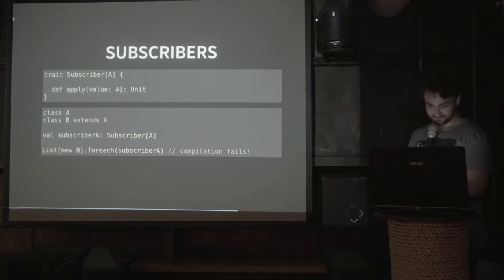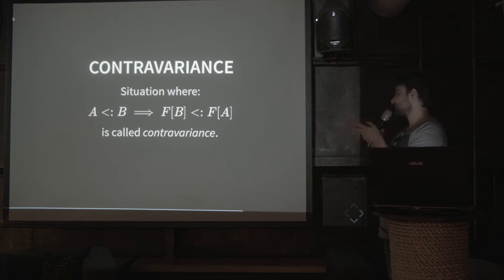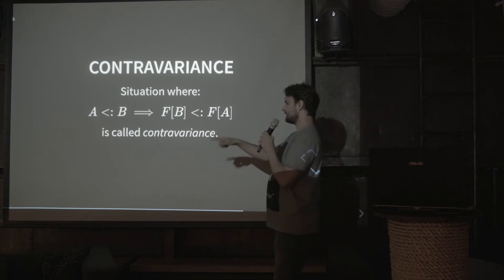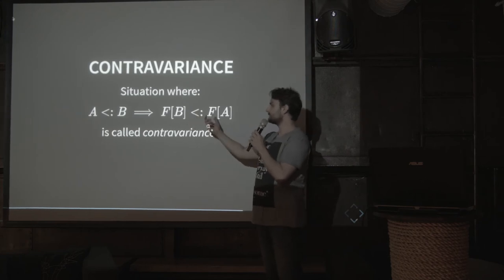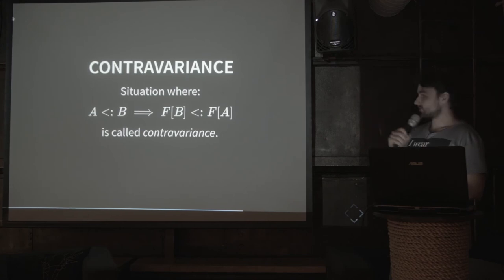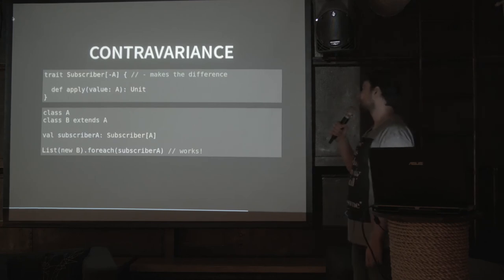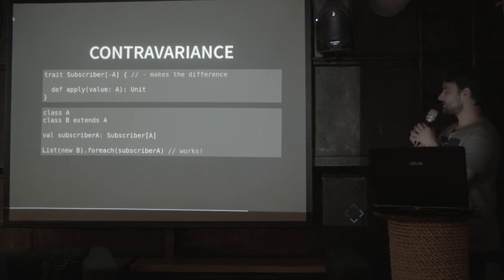So such situation is called contravariance. Here the arrows are going the other way. If we know that A is a subtype of B, then F of B is a subtype of F of A. In covariance, it's the other way around. In contravariance, it's swapped. So in Scala, we can already guess that if covariance was denoted using plus, then contravariance will be denoted using minus. So once we denote Subscriber as contravariant regarding type parameter A, we are able to use Subscriber of A to feed it with all of the values of type B.